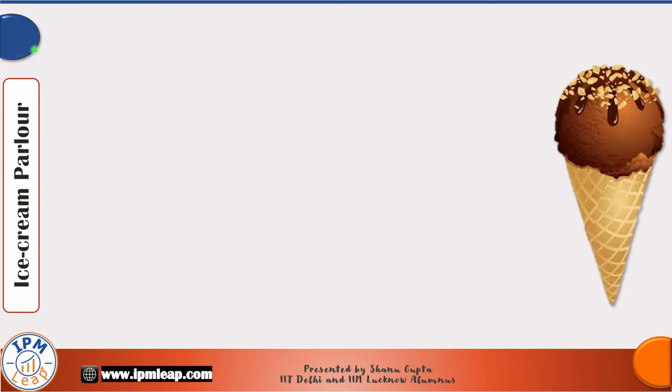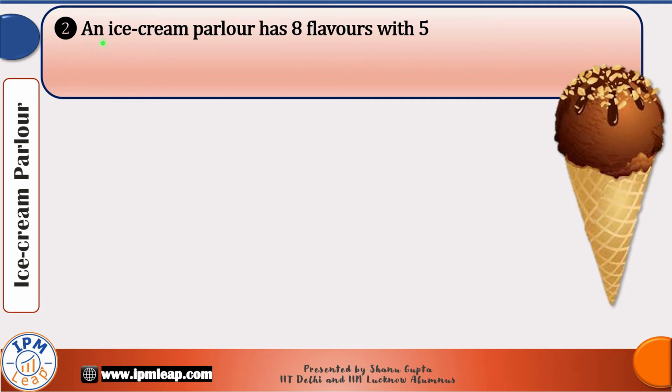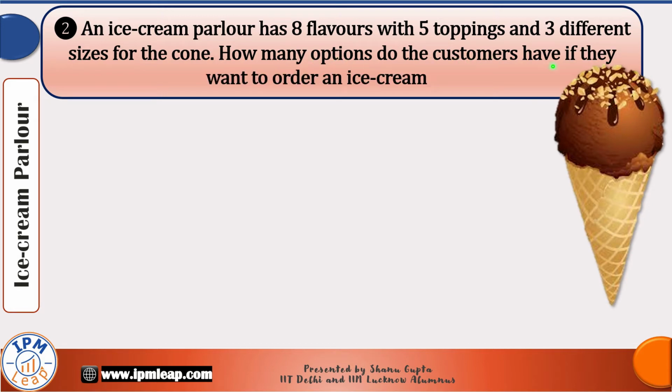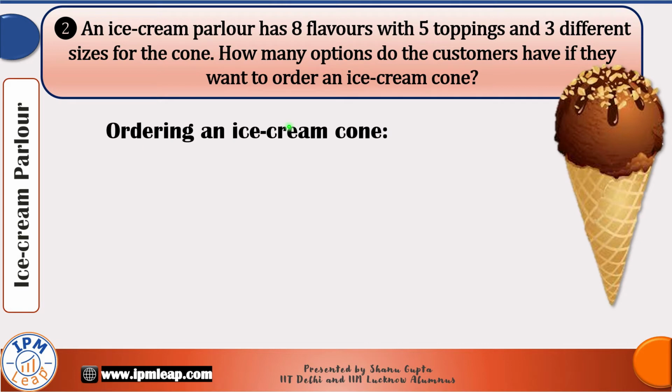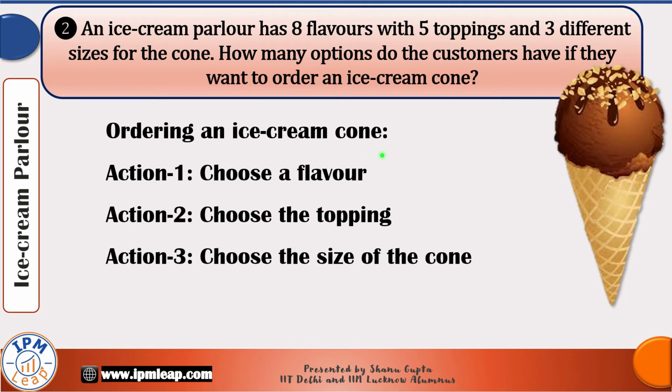Next question is, an ice cream parlour has 8 flavors with 5 toppings and 3 different sizes for the cone. How many options do the customers have if they want to order an ice cream cone? So, as it is clear from the question, ordering an ice cream cone is comprised of 3 different steps. We need to choose a flavor, we need to choose the topping, and we need to choose the size of the cone. Choosing a flavor can be done in 8 ways.